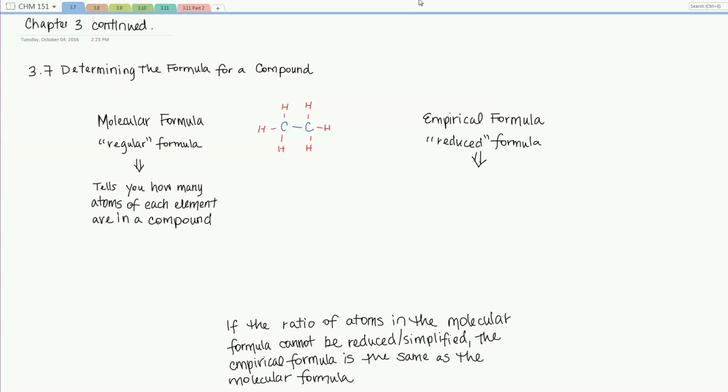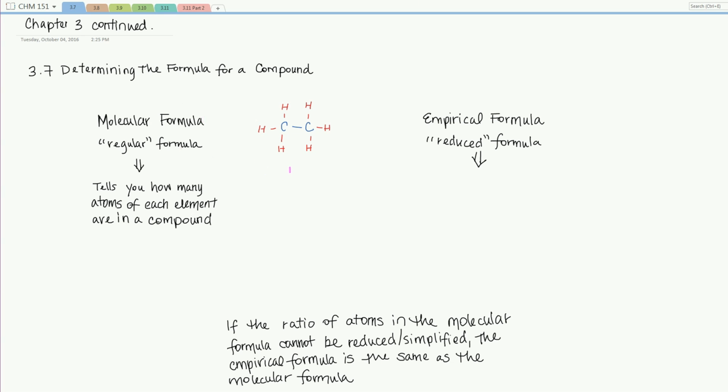The next section in chapter 3 that we're going to cover is determining the formula for a compound. You guys have already seen this once in lab, so this should pretty much just be a refresher on how to calculate empirical formula. The molecular formula is the regular formula for a chemical compound. It tells you how many atoms of each element are in the compound.